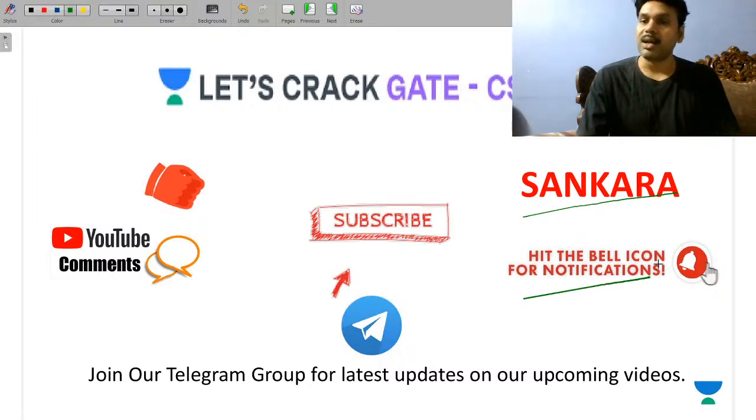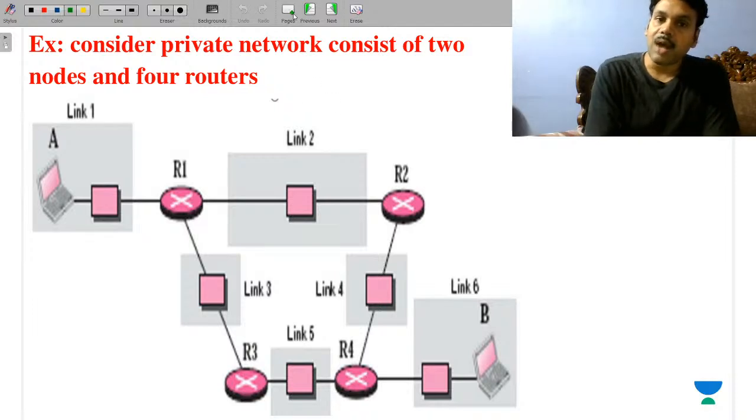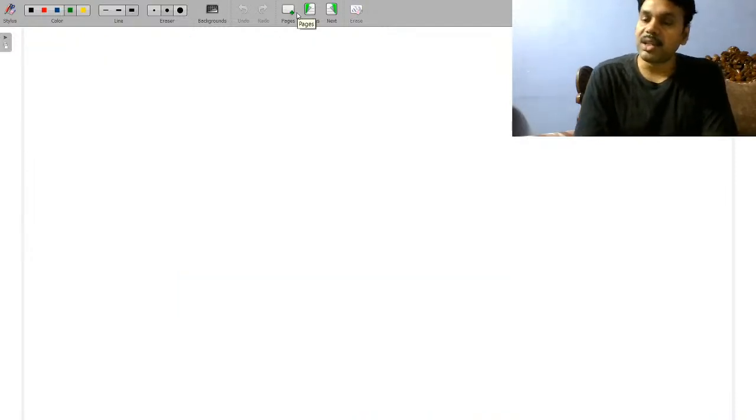So let us start our lecture, that is organization of layers. When we are talking about organization of layers, our main motto is that when there are some kind of hardware devices, how the layers are going to react, we would like to see.